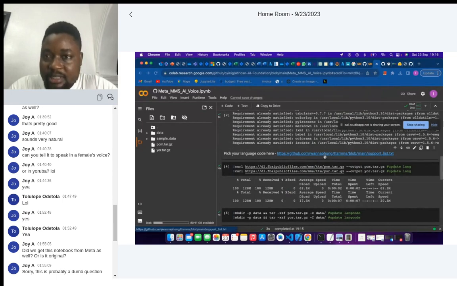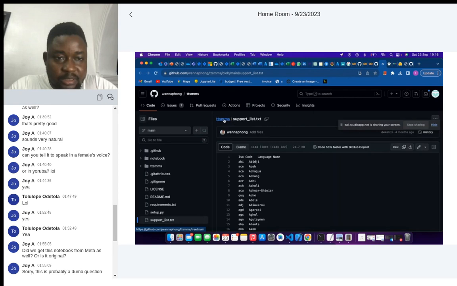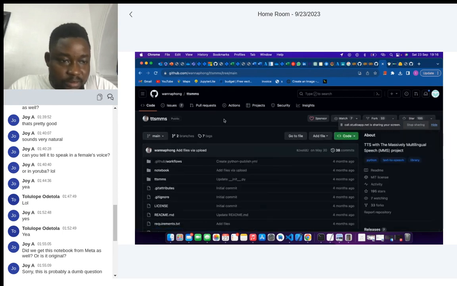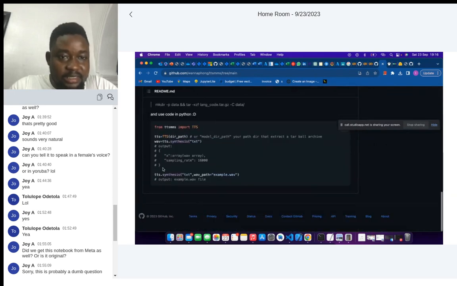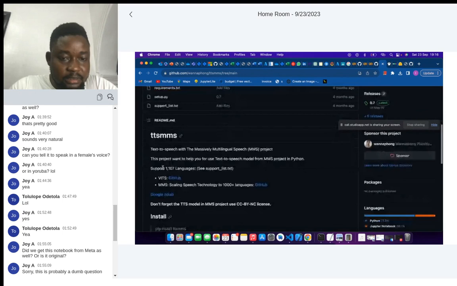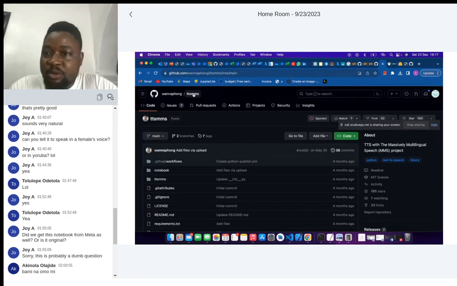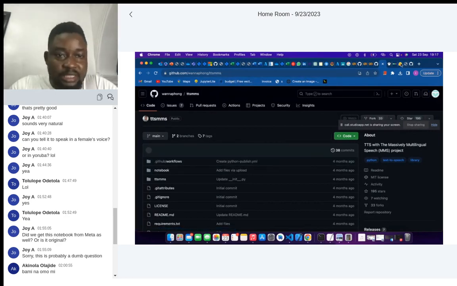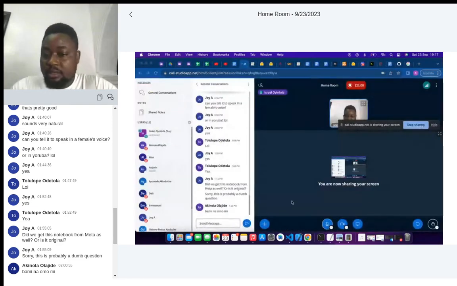Let me see. That's the original author of the notebook, and that's the library. This is the GitHub account, so you can check out this GitHub account as well. But to get a TTS model itself, the model is, sorry, give me a second.